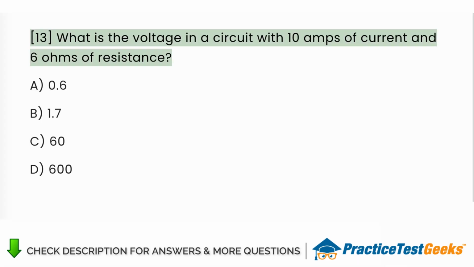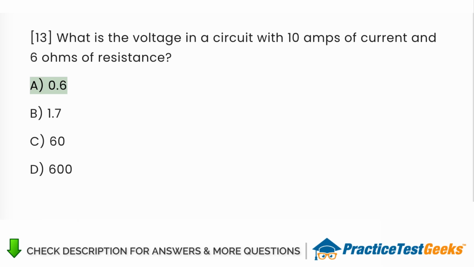What is the voltage in a circuit with 10 amps of current and 6 ohms of resistance? A. 0.6. B. 1.7. C. 60. D. 600.